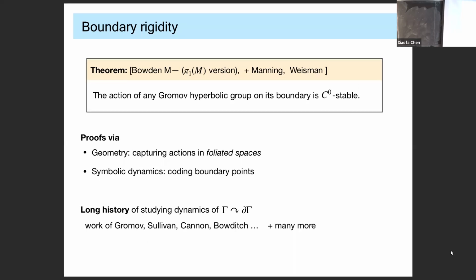There's a theorem I proved with Jonathan Bowden for fundamental groups a few years ago, more recently with Jason Manning and Teddy Weisman in the general case. This provides a big class of dynamical systems with the stability property that I was talking about, that I was motivated to find since the beginning.